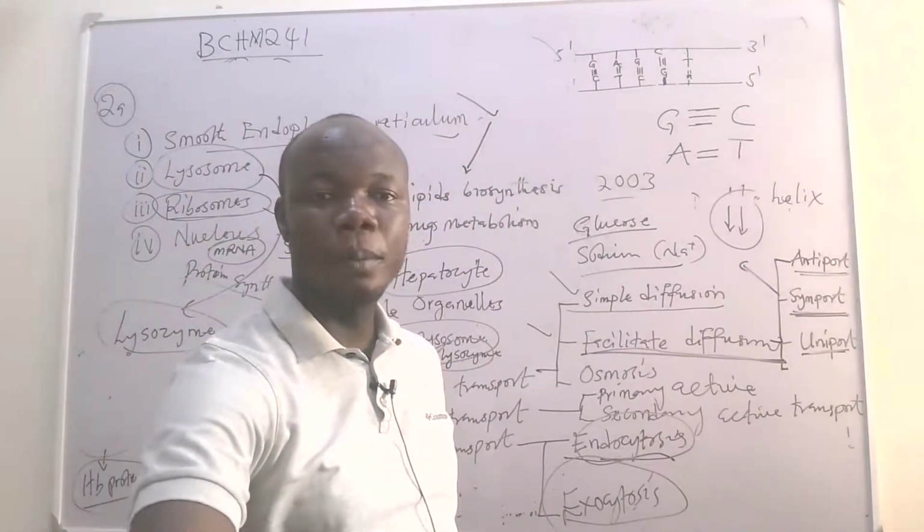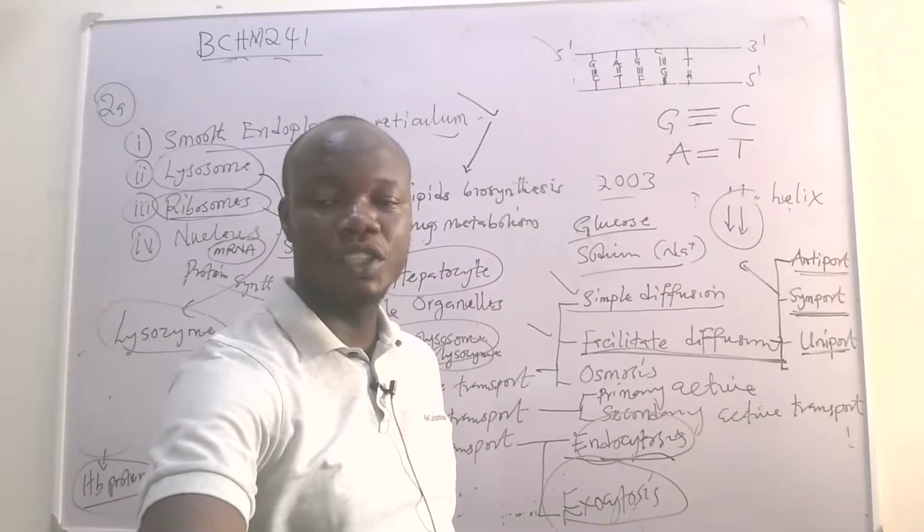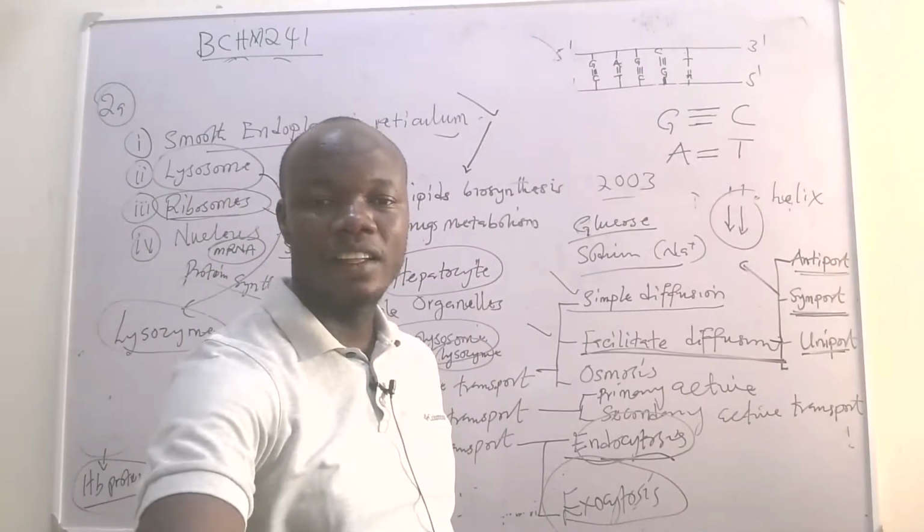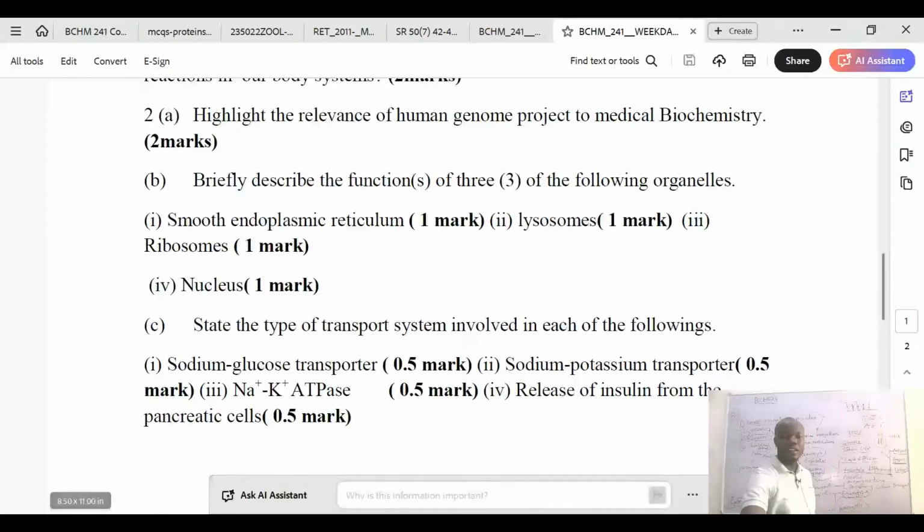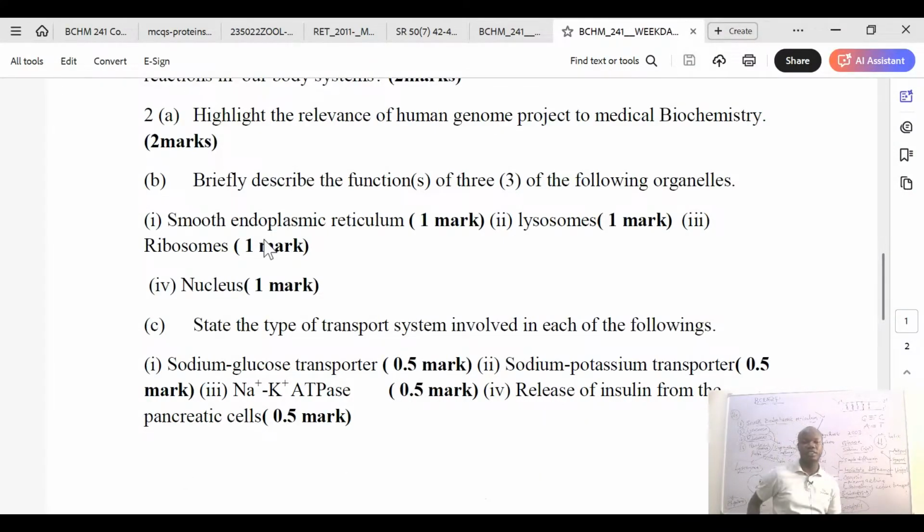Let me share the question again. Can you see the question? The question says, briefly state the type of transport system involved in each of the following. Sodium glucose transporter, so the answer is symport.